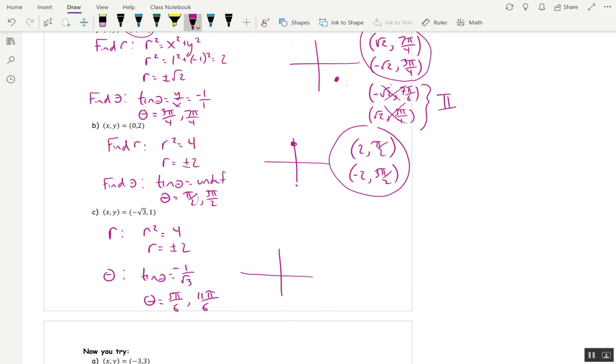All right, we plot the point. X is negative and y is positive. So we're in quadrant 2. So if I pick the positive value of r, I need to pick the angle that's in that same quadrant, quadrant 2. So that gives me 5 pi over 6. And then if I pick negative 2, I want the angle in the opposite quadrant, which is 11 pi over 6.